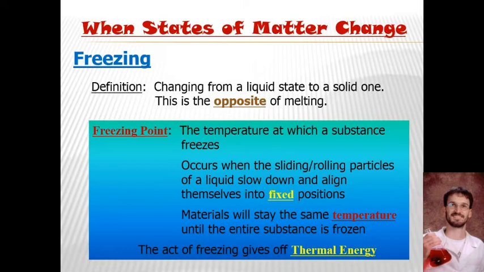So what's actually happening to the particles in the matter is that the particles are slowing down, right? They're slowing down, they're getting in more fixed positions, so there's less thermal energy in them. Well, we can't destroy energy, so that energy has to go somewhere. So if they start with more energy and end up with less energy when it's done, that energy had to leave the system. So when things freeze, they give their energy off to the air around them. So they actually give off energy.